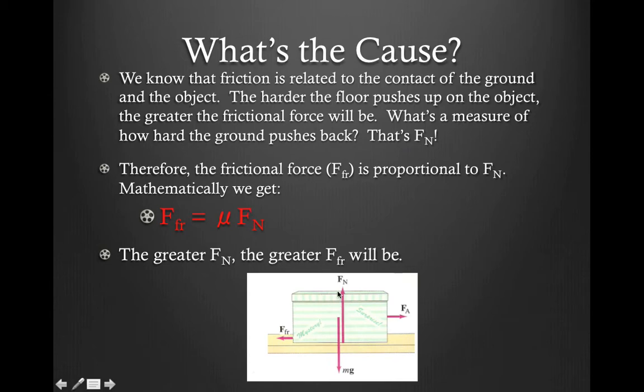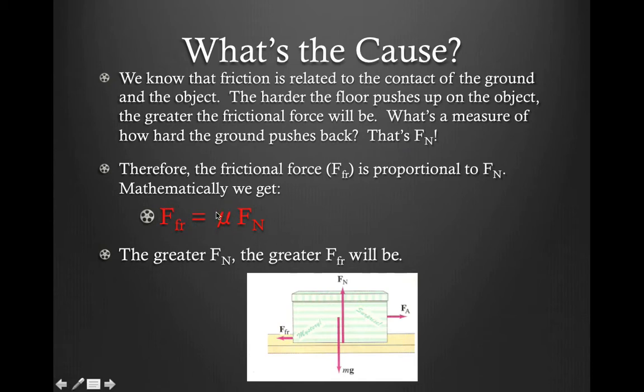Well, Fn is related to the force of gravity, this mg, for any object that's just sitting and has no other motion in the vertical direction. It's actually going to be equal in magnitude to the gravitational force, or the weight. So the heavier the object, the more frictional force you get, and that makes sense.